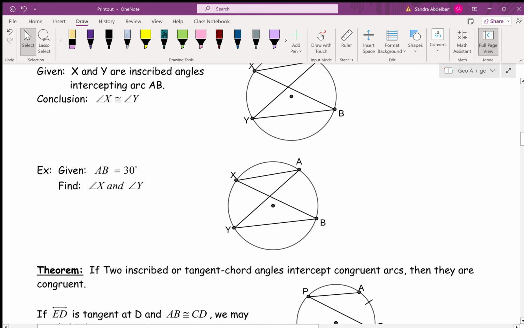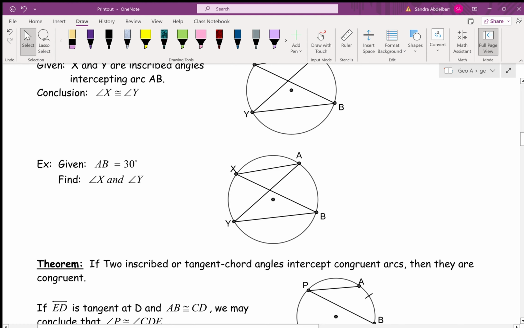Because if you look at the example below, let's say arc AB is 30 degrees. And now we want to find angle X and angle Y. Well, here, isn't angle X an on angle? Its vertex is on the rim of the circle, and it's eating the 30 degrees. What's the formula for an on angle? Arc divided by 2. So that means angle X is 15 degrees.